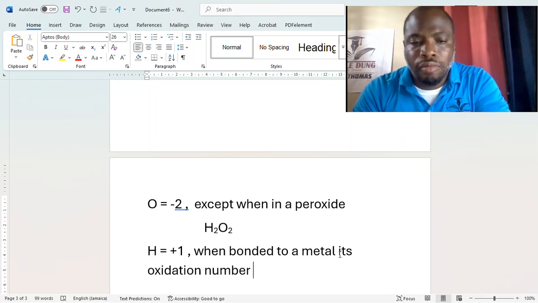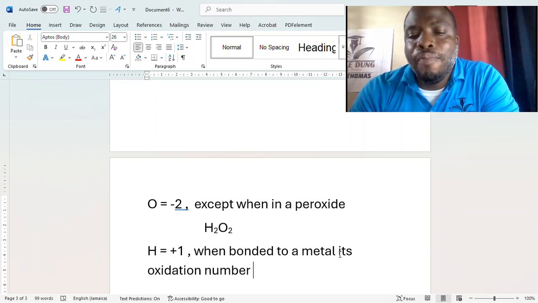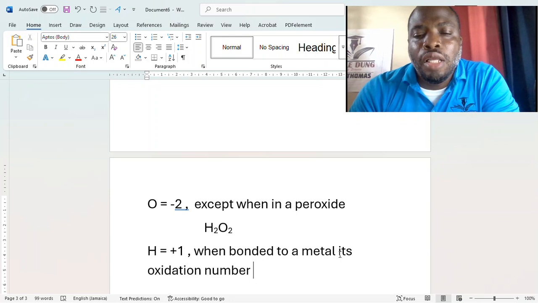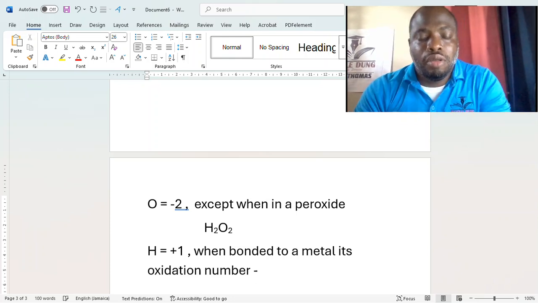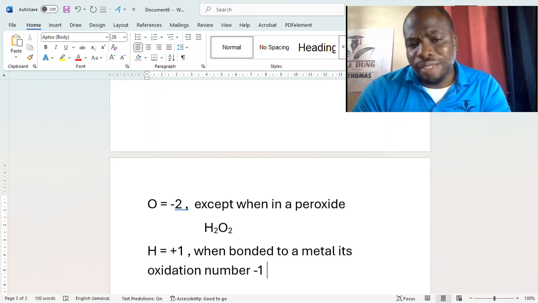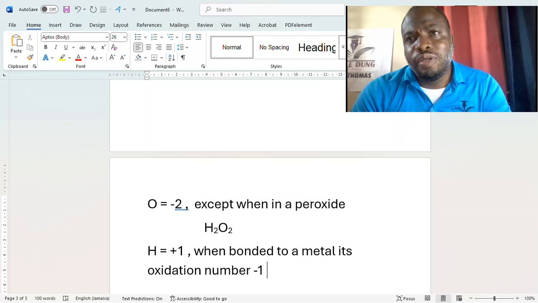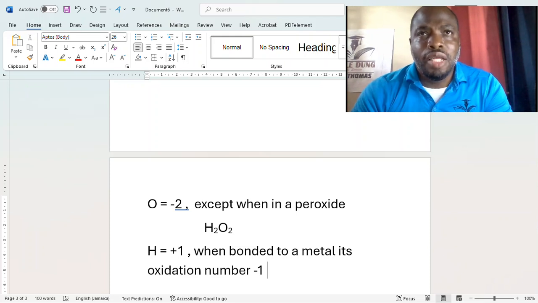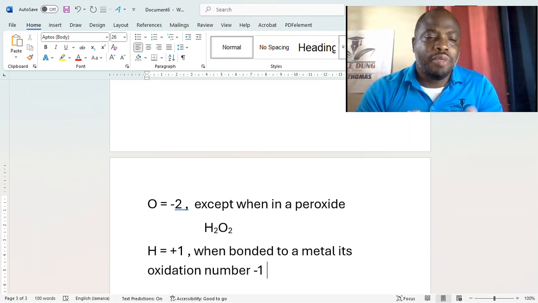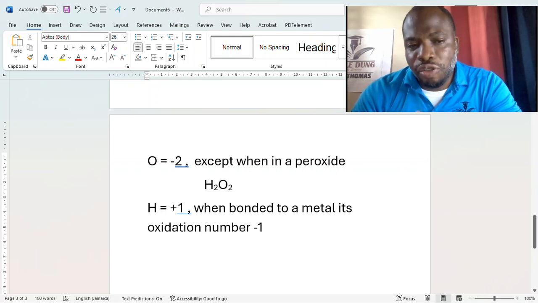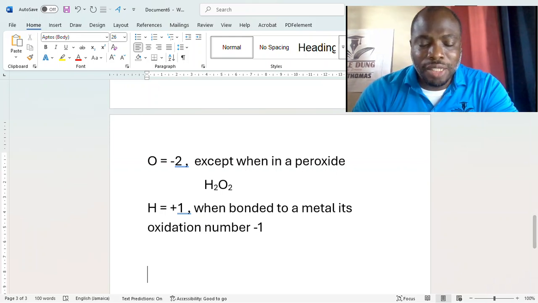when bonded to a metal, it is going to have an oxidation number of -1, because when you think about it, it is really about the electronegativity of the element. So who is more electronegative will get that negative charge when you're assigning the oxidation number. So these are two rules that govern. Basically we went through four of them, and these are the ones that will help you to assign oxidation number. We have two more that we're going to go through.